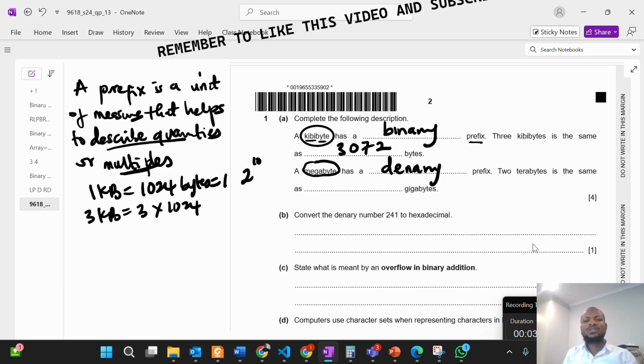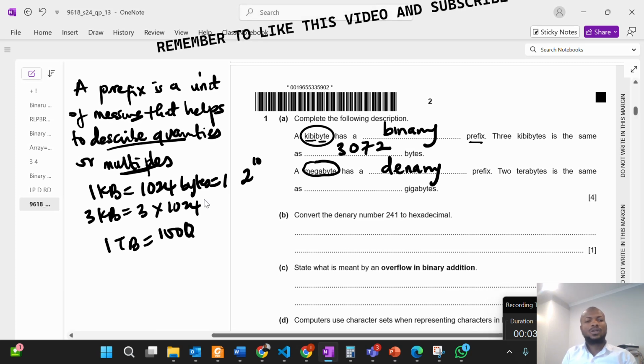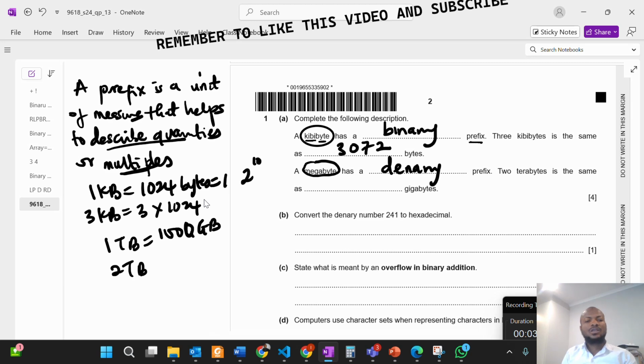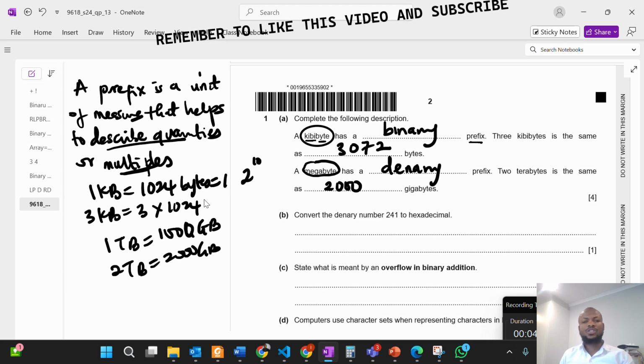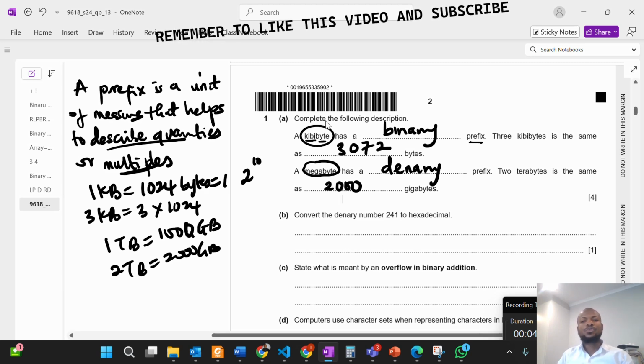Now 2 terabytes is the same as: 1 terabyte is equal to 1000 gigabytes. Okay, so that means that 2 terabytes is equal to 2000 gigabytes. So this should be 2000 gigabytes. I hope this is well understood. So now everyone should understand what a prefix is in this context.